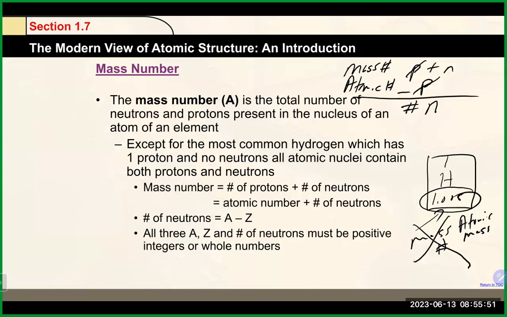What confuses a lot of people is sometimes the mass number and the number you see on the periodic table are very close to each other, but they should be whole numbers, and you should have enough information in these type of problems to figure out the mass number, atomic number, protons, electrons, and neutrons based on the information given to you. Any questions on that there?